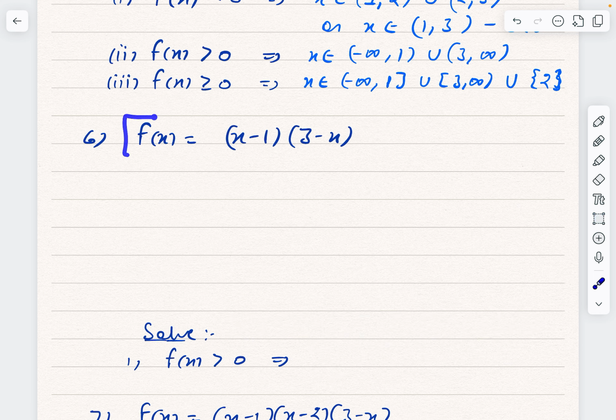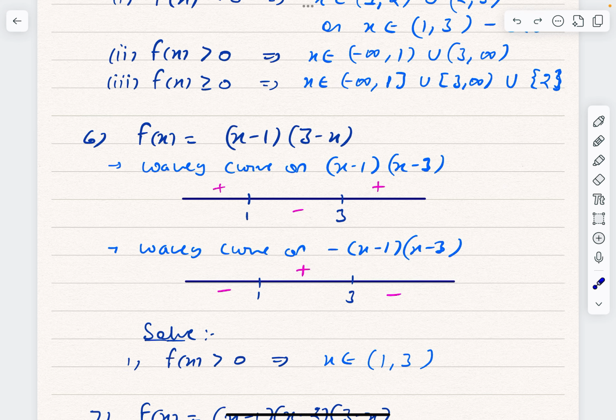Okay guys, this is the sixth problem. f(x) = (x − 1)(3 − x). You want f(x) greater than 0. Give it a try, then we'll start the discussion. Let us start.